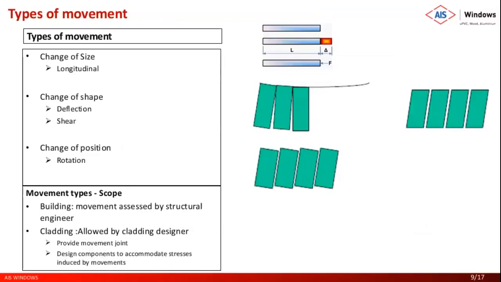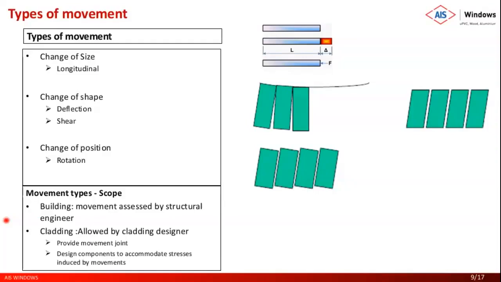Second is change of shape. As the slab deflects or the beam deflects, the panel hanging on the beam starts opening up from the bottom and closing up at the top. Third is inter-story drift, which causes the shear, and we see the deformed shape on the right side. And the fourth thing which happens is the change of position, that is rotation. So movement accommodation can happen due to sliding, due to rotation. So these are the major types of movement.